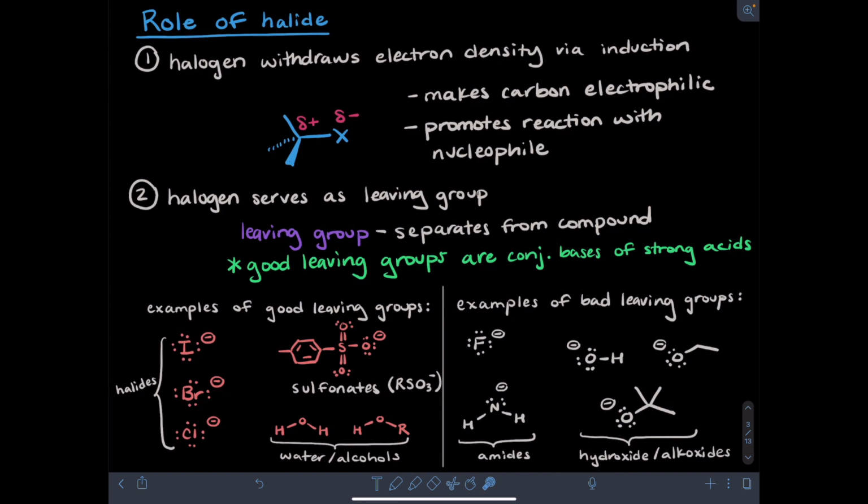Some examples of bad leaving groups are fluoride, which is fairly small and unstable, hydroxide and other alkoxides, where you have an O- attached to a hydrogen or a carbon, and also what are confusingly known as amides, which are different from those carbon-oxygen double bond with the nitrogen molecules. Amides can also refer to nitrogens with two bonds and a negative charge. Our bad leaving group examples are all conjugate bases of weak acids, meaning that these bases themselves are fairly unstable.